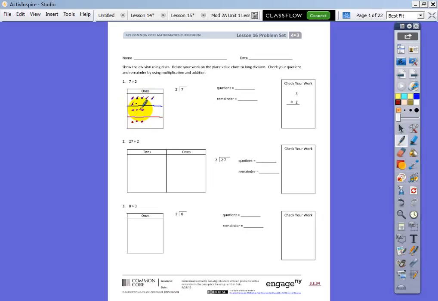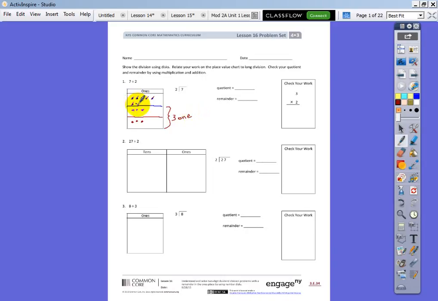So evenly, I can split these cookies just like dealing cards, like handing out these dots, and I give 3 here and 3 here. So I know that I have 3 ones in each of these. There's 3 ones in each. Okay, and now we realize there is a leftover dot. How do we show this?